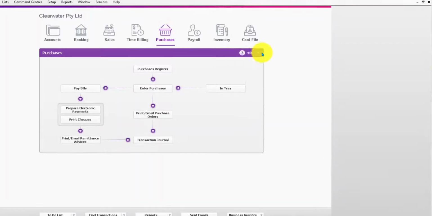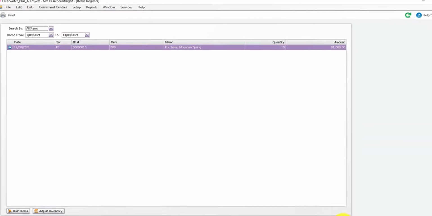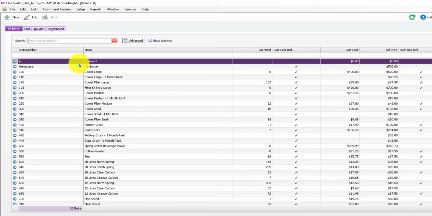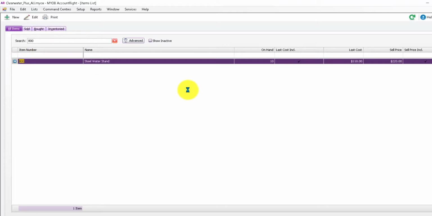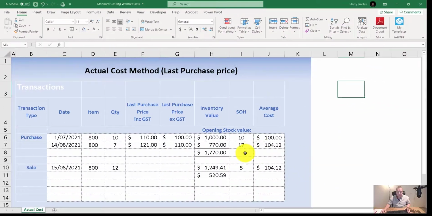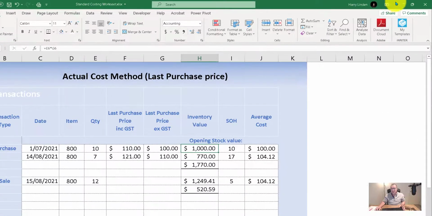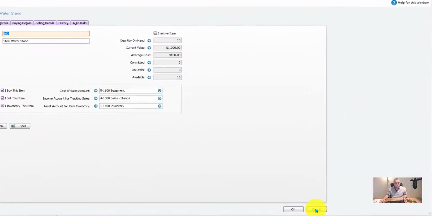Now we go back to the item list. Let's look for 800, and we've now got 10 at 100. The total value in the inventory account is $1,000, which is basically what we said here. So it's your 10 times your ex GST amount of 100. Okay, so now let's go and do the next one.